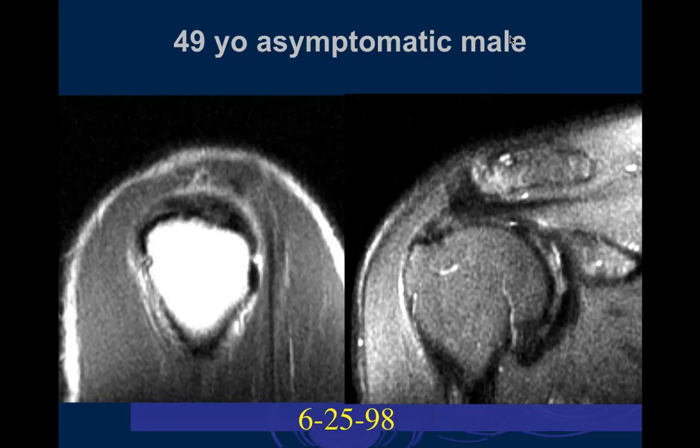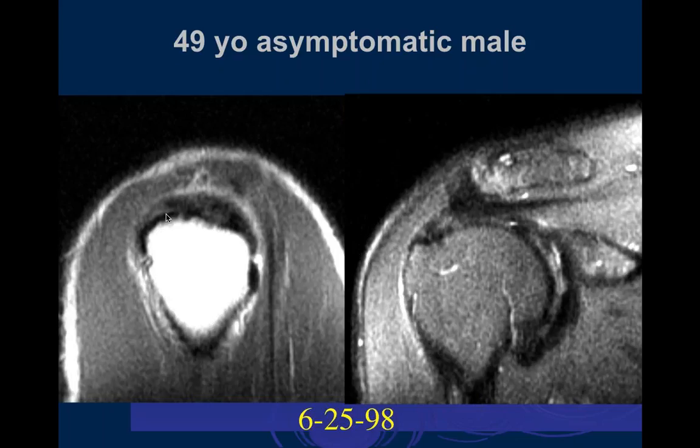Much better. 49-year-old asymptomatic male, and we have a sagittal, it looks like a T1, or PD, and then a coronal PD fat sat image. And let's see, some mild AC joint arthrosis. It looks like in the distal supraspinatus there is some intermediate signal. I would say at this point it's mild distal supraspinatus tendinosis.